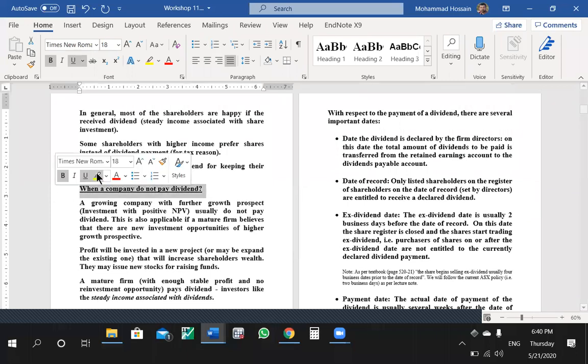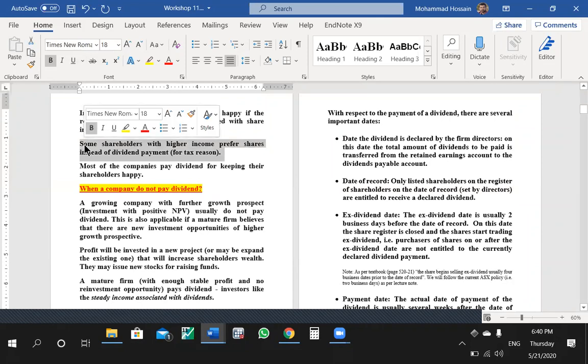In general, people always like to see that some dividend is being paid. Most shareholders are happy if they receive a dividend. Some shareholders with higher income prefer shares instead of dividend payments, for tax reasons. There are some investors who do not like to have cash dividends. They prefer that other shares be issued instead of dividends.